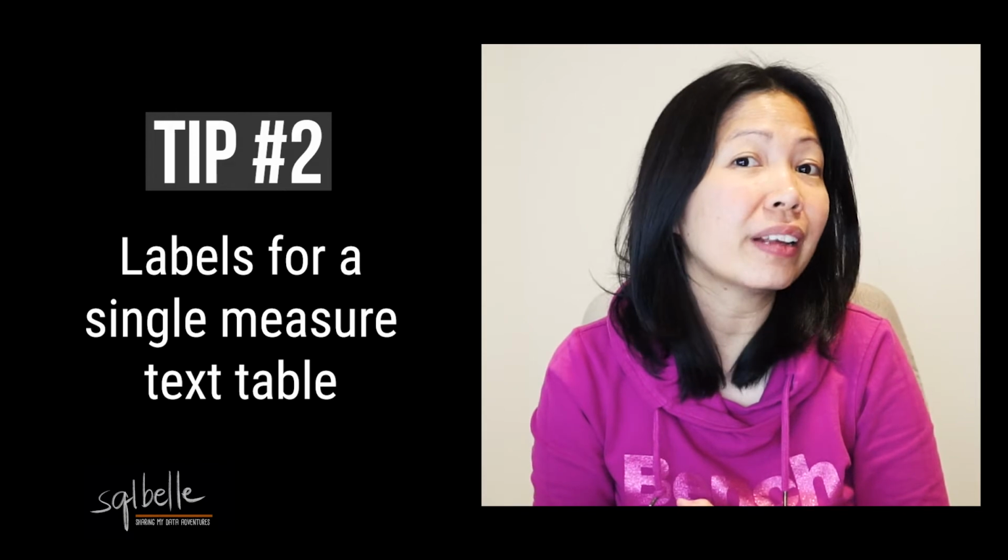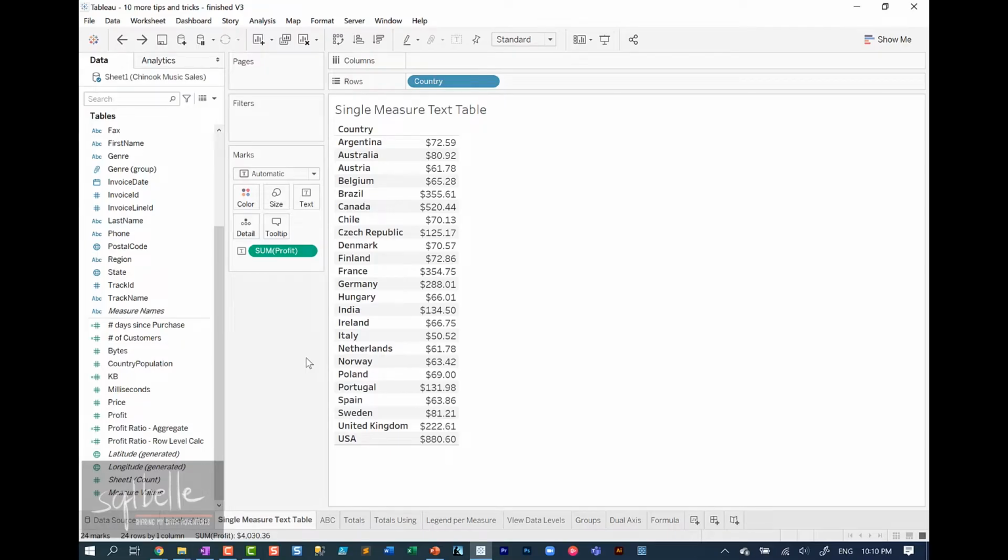The second one is quite interesting. I know a lot of people who have spent a lot of time on this. It is about putting a header on a single measure text table. The challenge with a single measure text table is at first glance, you have no idea what you're looking at. We don't know what measure this is.